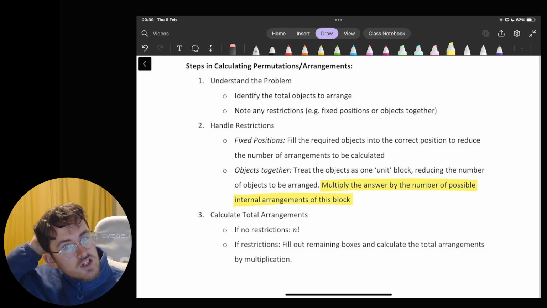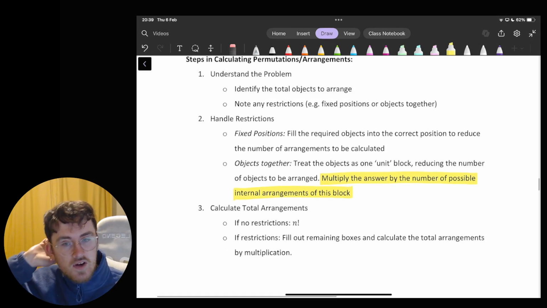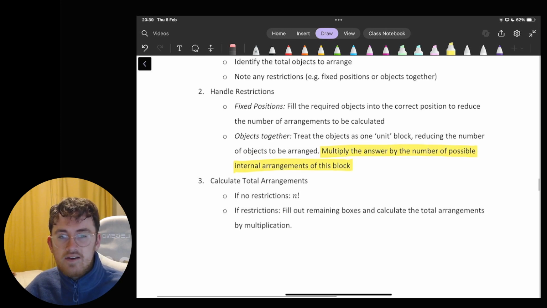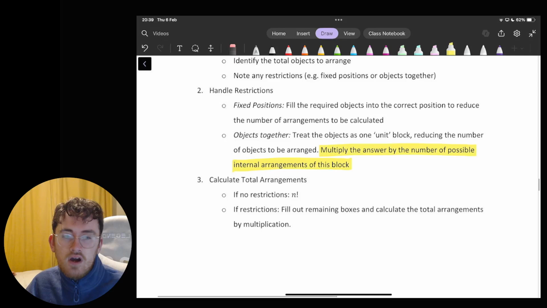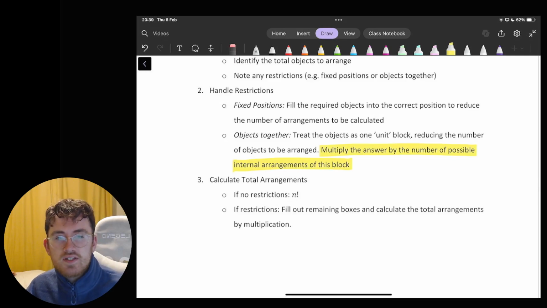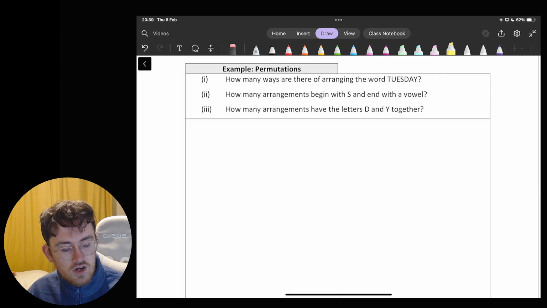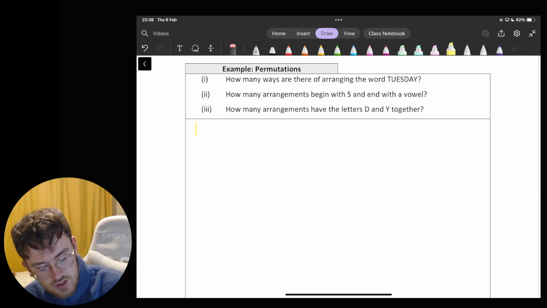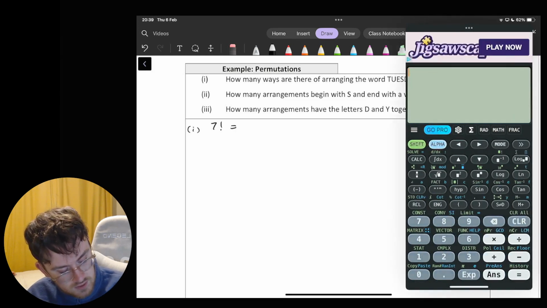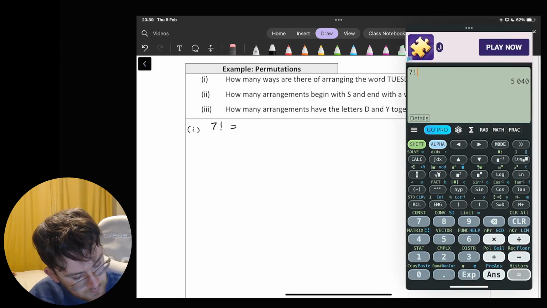If there are no restrictions, the total number of arrangements for any kind of arrangement we have would just be n factorial, and if there are restrictions, we'll work with our boxes to reduce that down. Okay, so let's have a look. How many ways are there of arranging the word Tuesday? So Tuesday, 7 letters. The total number of ways of arranging 7 things is 7 factorial, and 7 factorial, I always lose this button. There we go, nice.